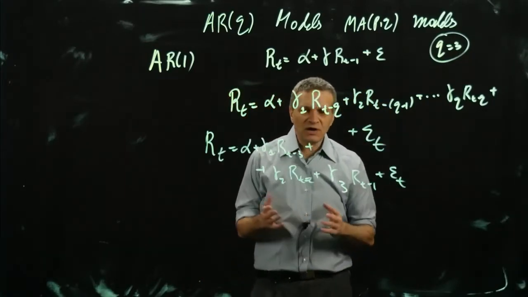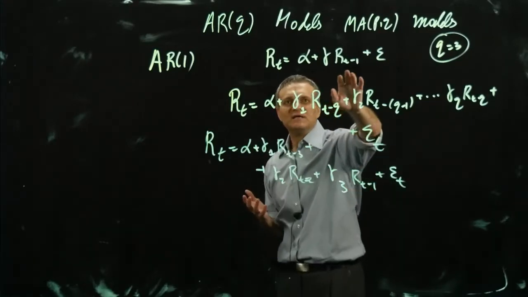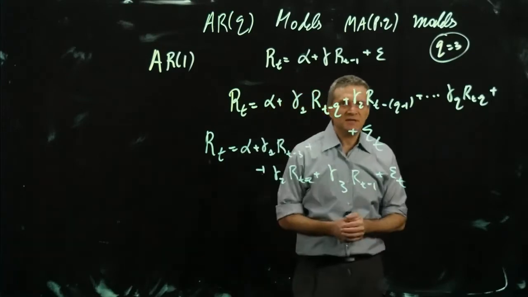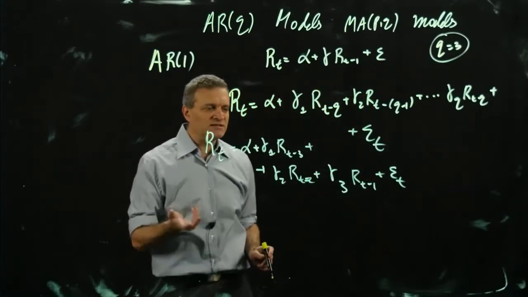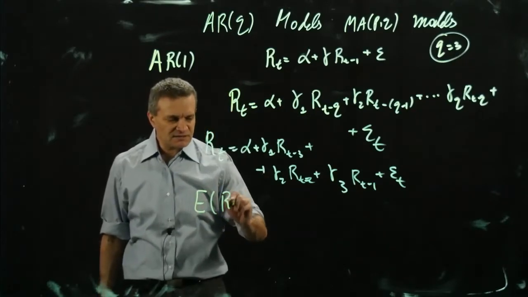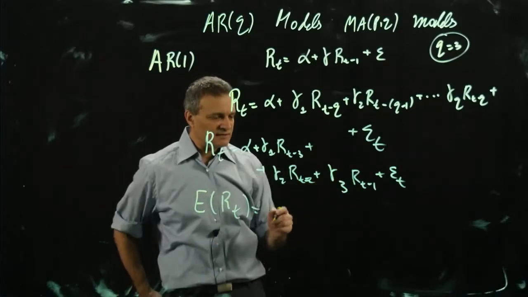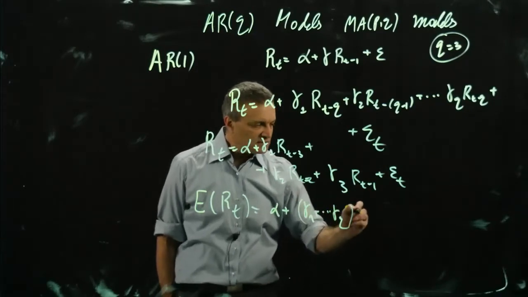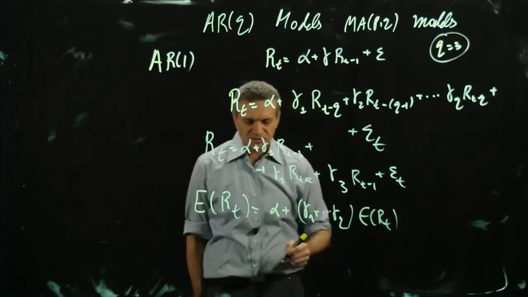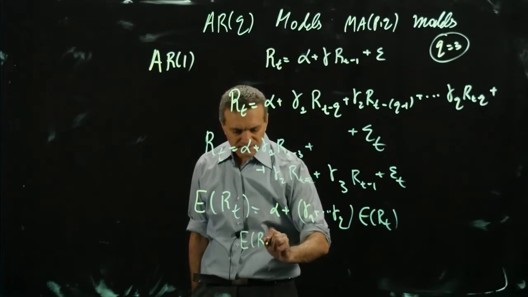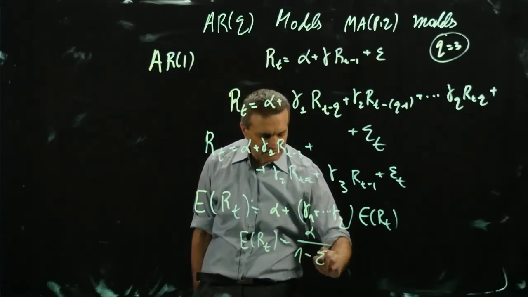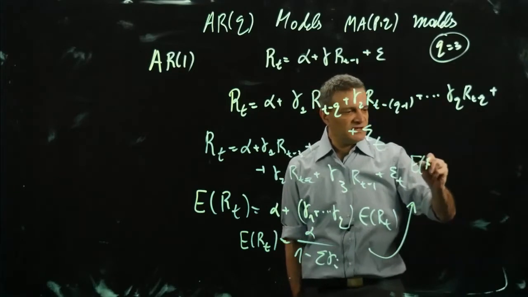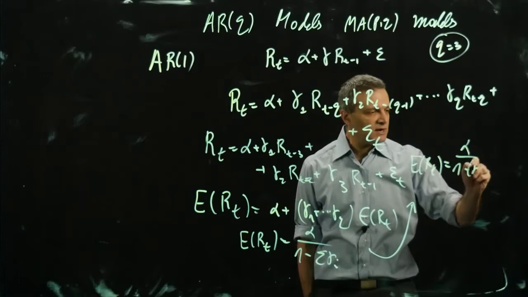Now, one lag, as we saw, is already somewhat difficult to predict. When it comes to more and more lags, it's becoming even more impossible. So let me give you an example of how to calculate the expected value of r_t. I will assume that all of them have the same expected value. So I have alpha plus gamma_1 plus yada yada yada gamma_q, times the expected value of r_t, and the error term is 0. So the expected value of r_t equals alpha divided by 1 minus the sum of gamma_i. If I have 3 lags, the expected value of r_t equals alpha divided by 1 minus (gamma_1 plus gamma_2 plus gamma_3).